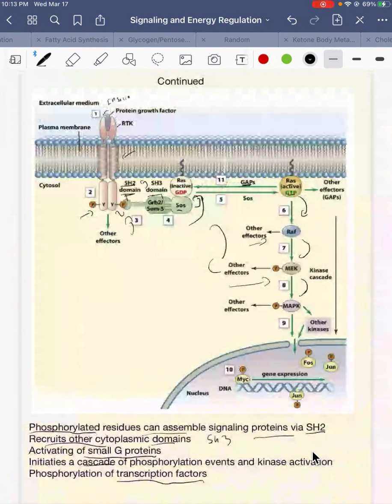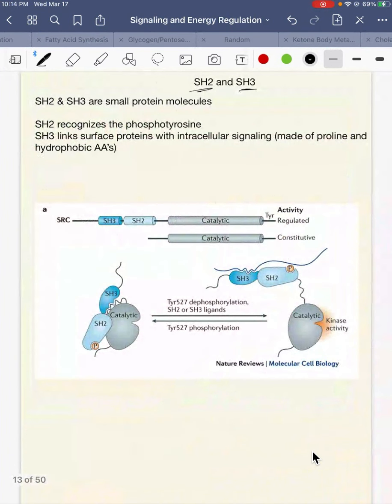Sorry, I kind of just went over everything without breaking it down. So SH2 and SH3, those are considered small protein molecules. This is the DNA segment of them. They're transcribed together. SH2 is the one that recognizes the phosphotyrosine. And then SH3 helps link the surface proteins. So the surface protein is considered the receptor.